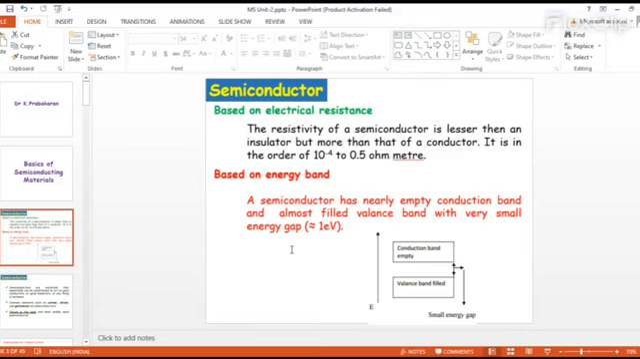If a material is a semiconductor, then its resistivity should be in the order of 10 power minus 4 ohm meter to 0.5 ohm meter. Then the energy gap between valence band and conduction band should be greater than or approximately equal to 1 electron volt.